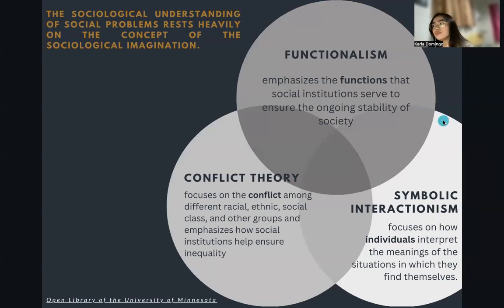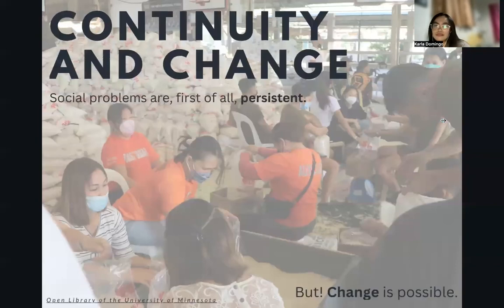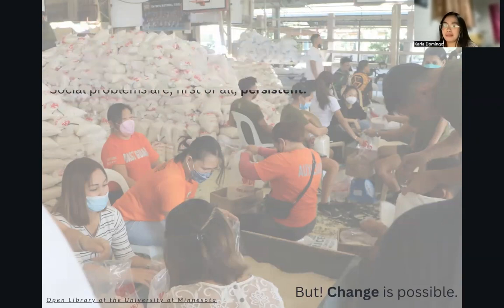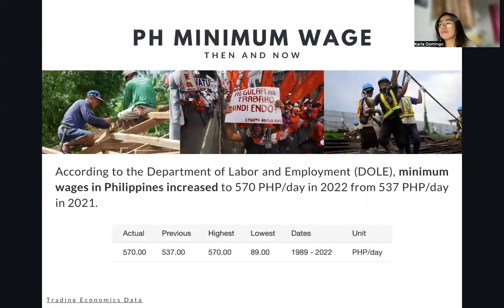Next, we have continuity in change. While social problems are persistent, change is still possible. And as the saying goes, it's the only constant in this world. Although social problems are indeed persistent, it is also true that certain problems are less serious now than in the past. Another example is the Philippine minimum wage.